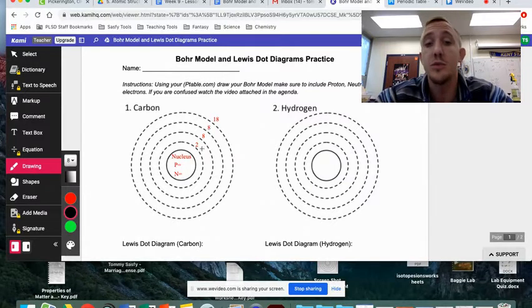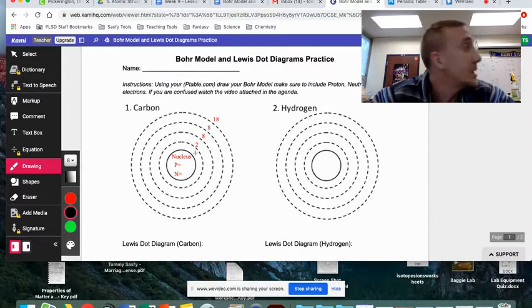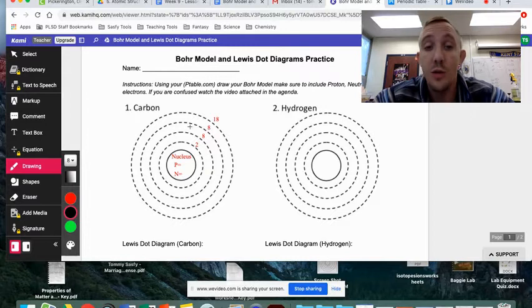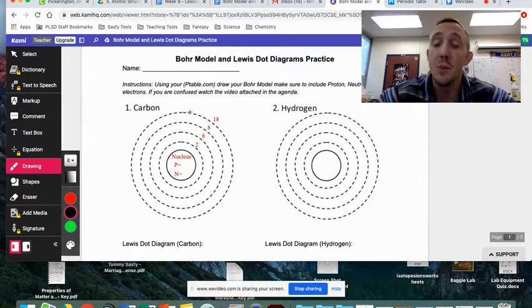Now, you're probably wondering, Mr. Sasfi, what do these numbers represent? Well, these are the max amount of electrons that you can have on any given energy level. So that first energy level can only hold 2. The second one can hold 8. The third one can hold 8. The fourth one can hold 18.